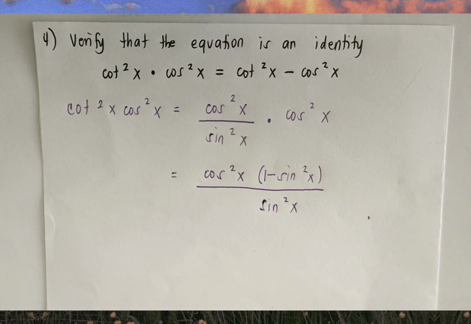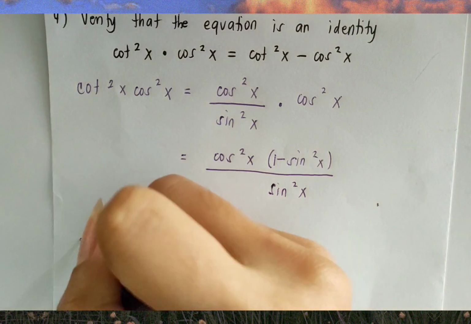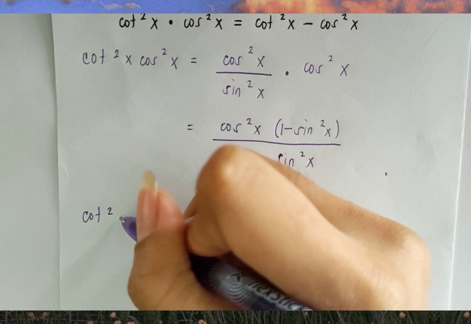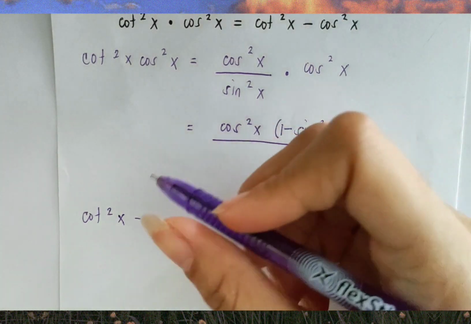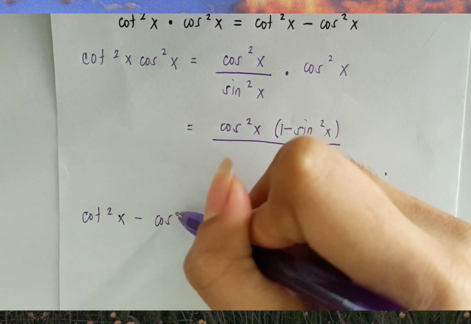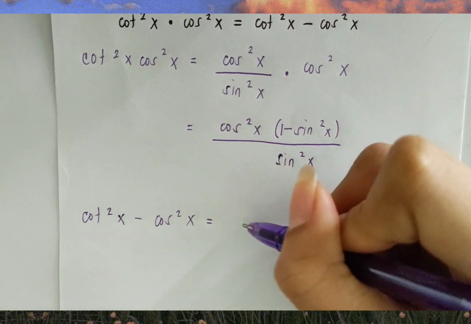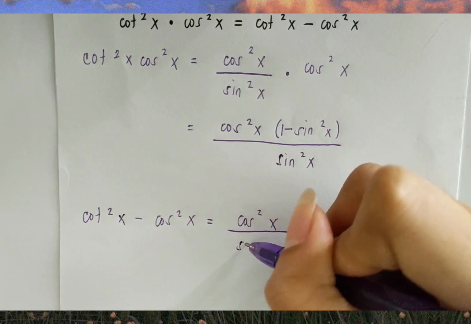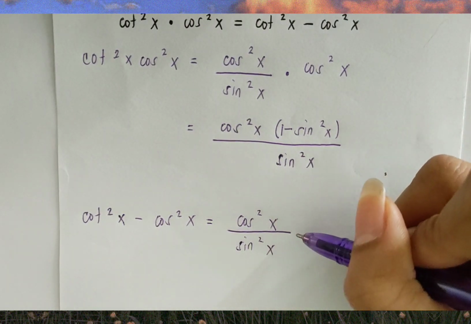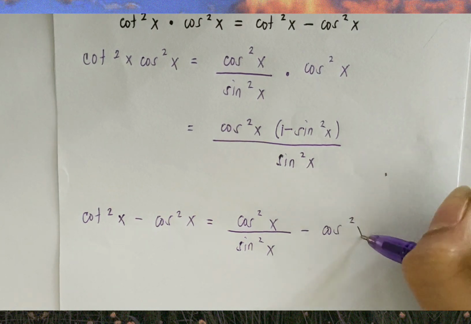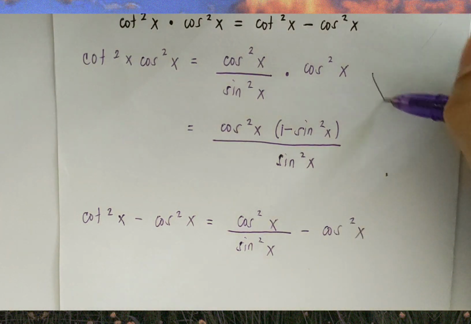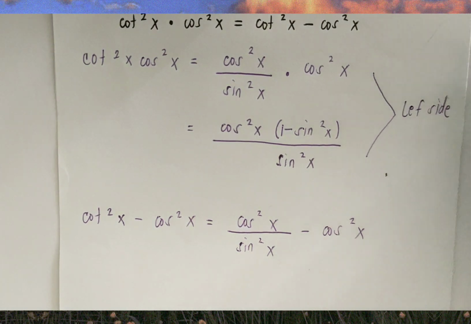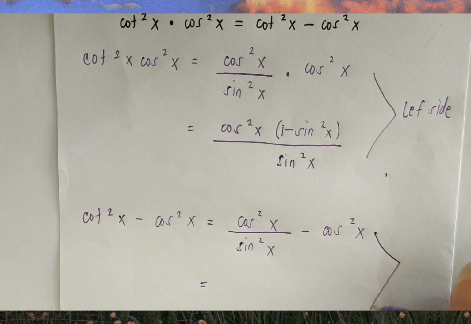From the right hand side, we have cotangent squared x minus cosine squared x. This is equivalent with cosine squared x all over sine squared x minus cosine squared x. This is your left side. Now, this is your right side.